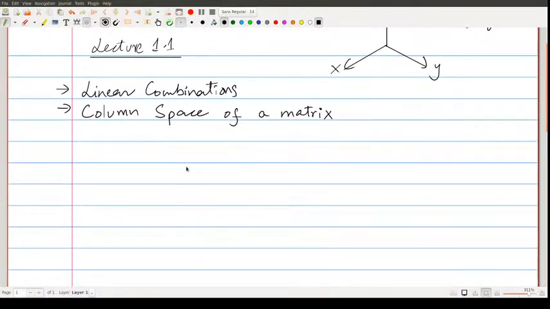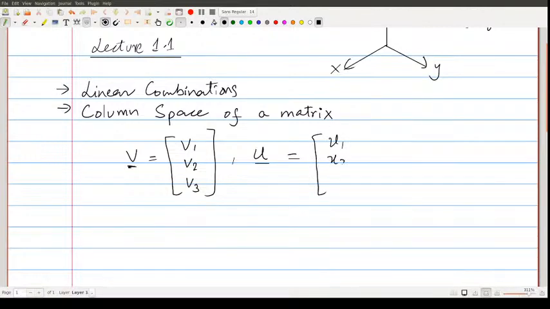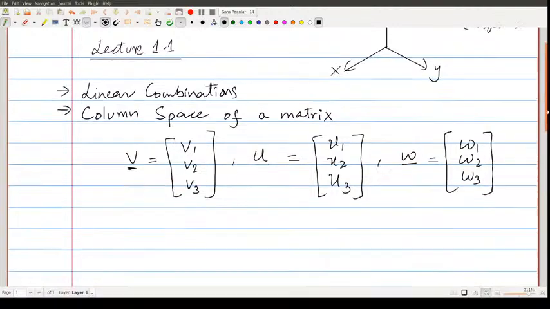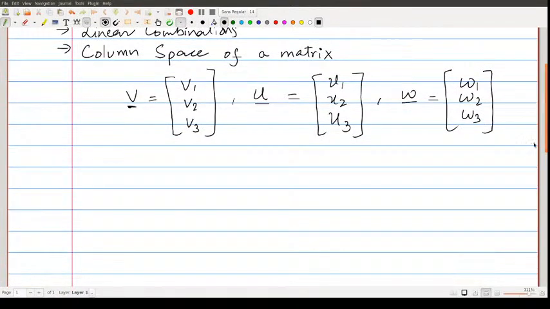Let's talk about three different vectors. Let's call the first one the vector v, which has three entries v1, v2, and v3. We have another vector u, which has three entries u1, u2, u3. And the last vector w has three entries w1, w2, w3. These are all column vectors. Hello, Hanifa. So we have these three vectors v, u, and w, and now let's start by talking about the linear combinations of these three vectors.